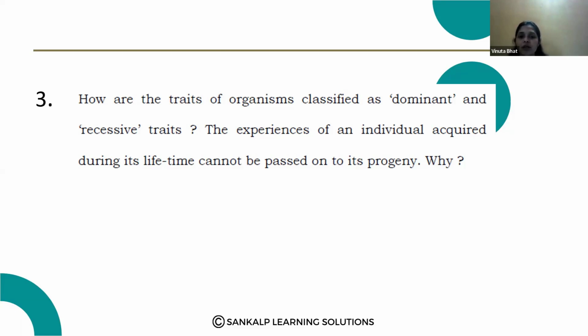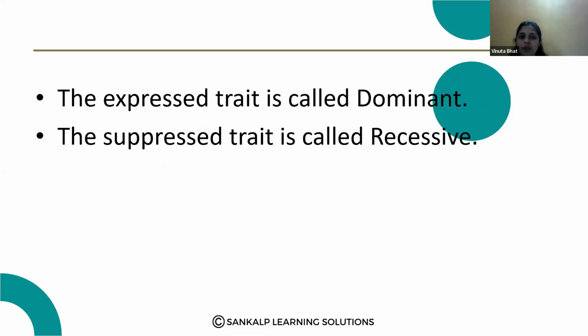How are the traits of organisms classified as dominant and recessive trait? Here, the expressed trait is called a dominant trait, and the suppressed trait is called a recessive trait. Okay.